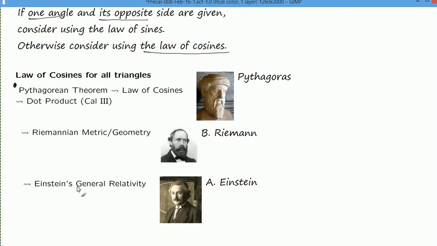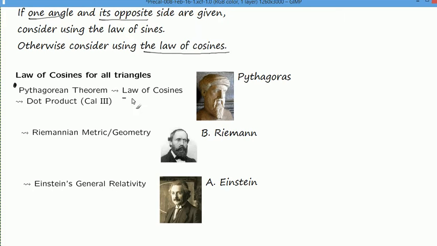Everybody knows the Pythagorean theorem, right? The Pythagorean theorem is for what kind of triangle? Right triangle. So the law of cosines is a slight generalization of that result to every triangle. The Pythagorean theorem is only for right triangles. The law of cosines looks like the Pythagorean theorem, but it is for every triangle.